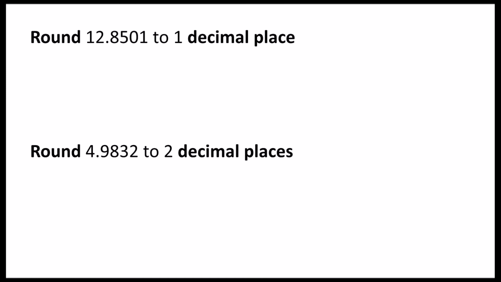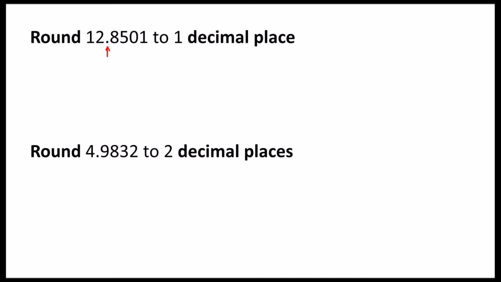The sixth type of question will either ask you to round to a given number of decimal places or significant figures. In my first two examples, I'm asked to round to a given number of decimal places. Firstly, I'm asked to round 12.8501 to 1 decimal place.